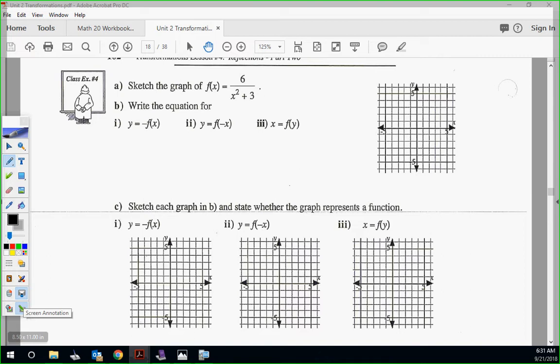So let's go ahead and just graph it. If I put 0 in, I get 2, and then it's going to filter down from there. You can plug in a couple points if you want. If you plug in 1, you get 1 squared plus 3 is 4, and 6 over 4 is 3 halves. So this is at 1 and a half. Negative 1 is the same thing. It is mirrored because you're squaring everything, so every time you put in a negative, it's the same thing as a positive.